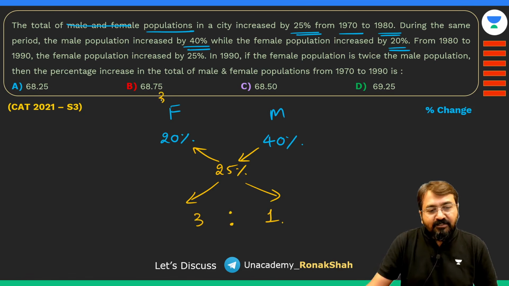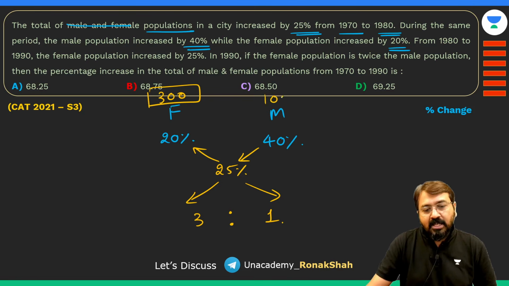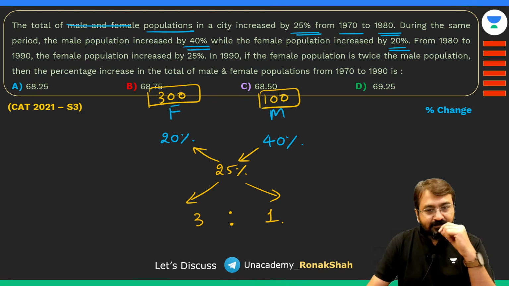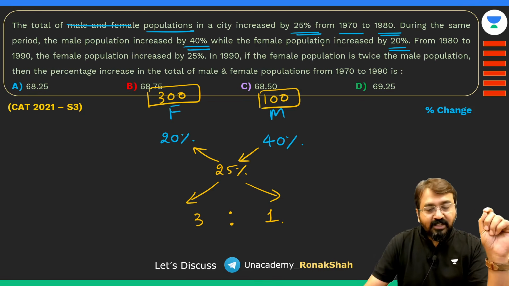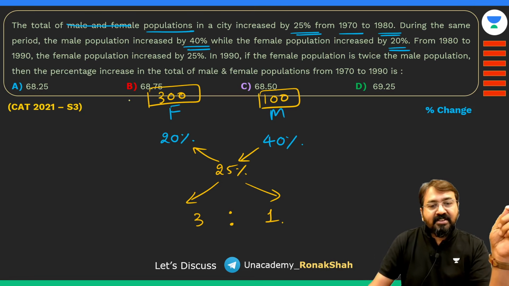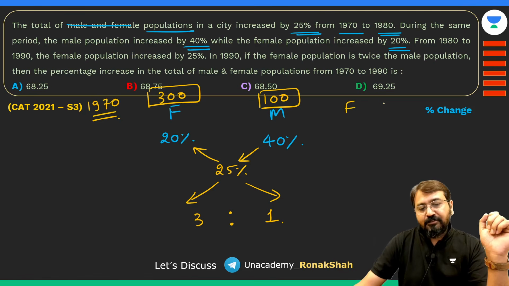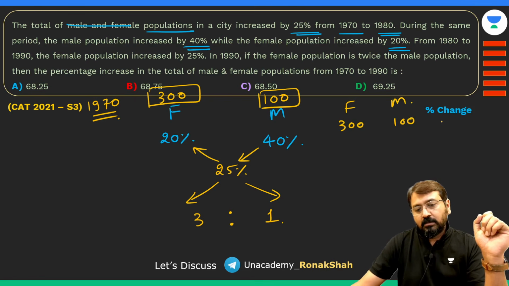So I can say if there were 300 female in the town, there must have been 100 male in the town. When? In which year, guys? Can I say 1970? We are talking about 1970, right? So in 1970, I can say female and male were 300 and 100 respectively. Yes, 300 and 100 in 1970.